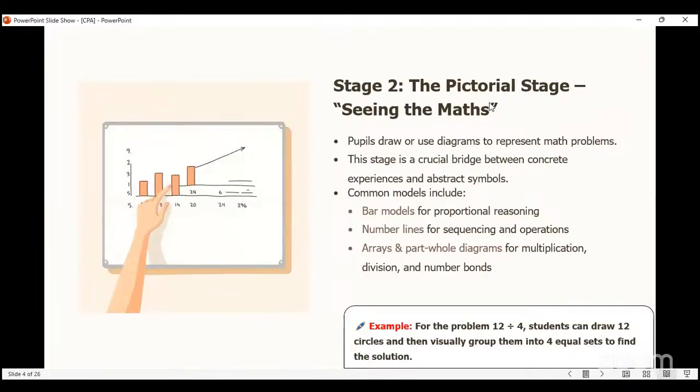Now at stage two, the pictorial stage, which is seeing maths in the form of pictures, pupils draw or use diagrams to represent math problems. This is a crucial stage between concrete experiences and abstract ones. It links the concrete with the abstract.